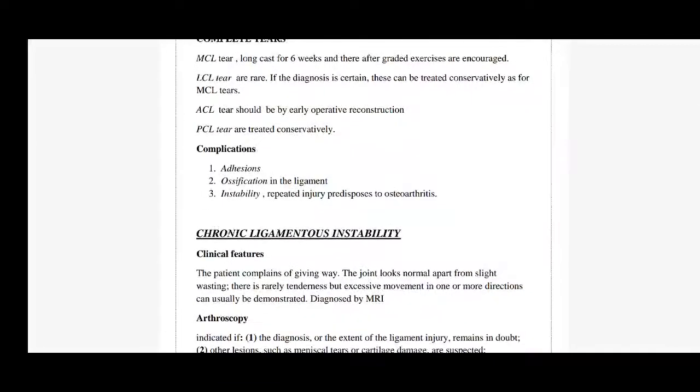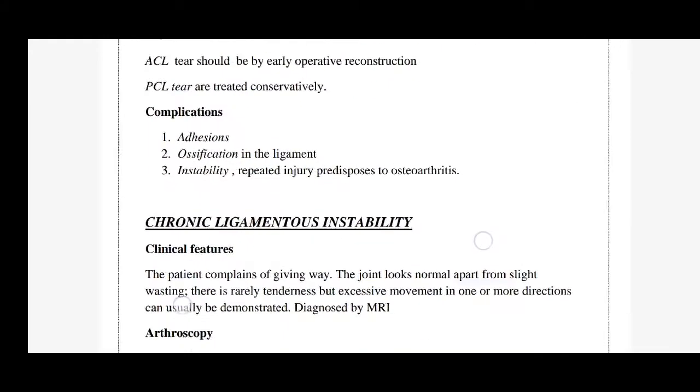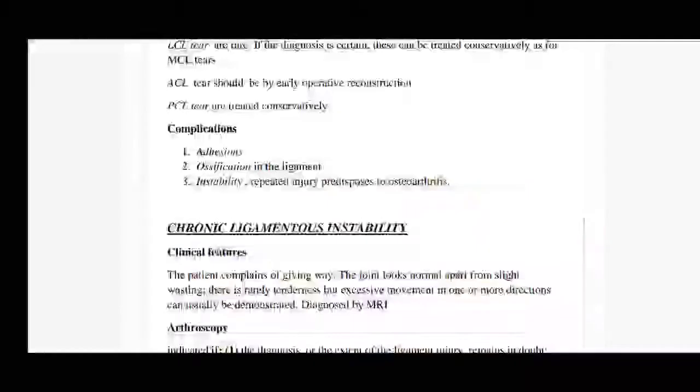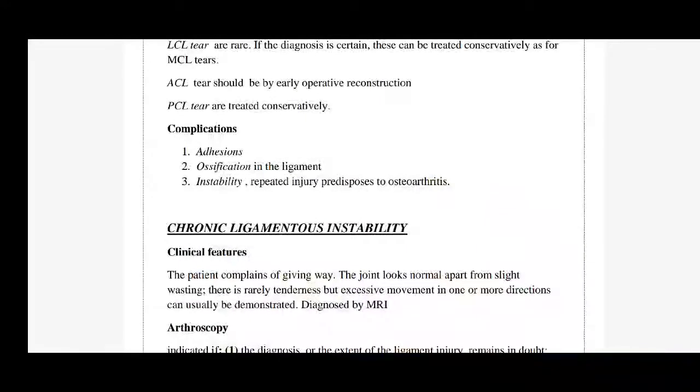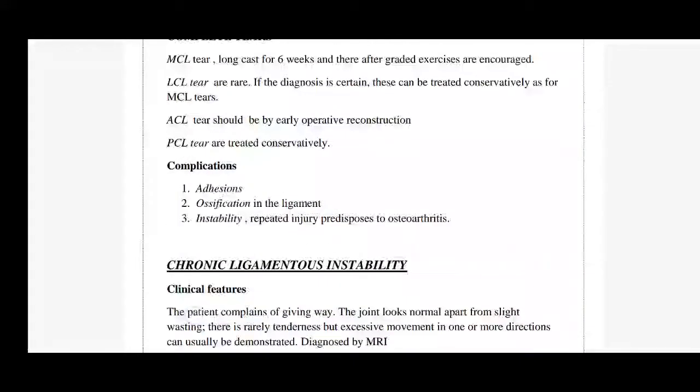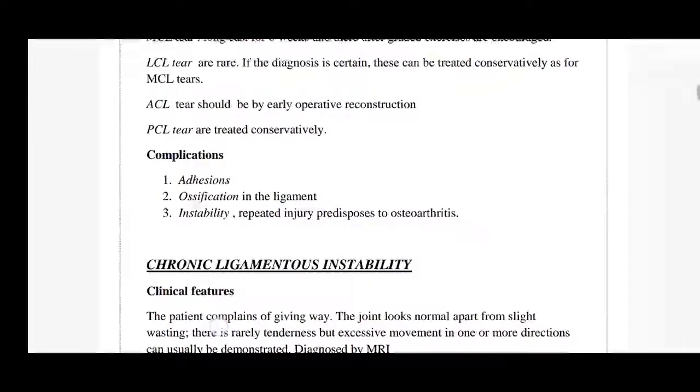Complications of acute ligamentous injury: the most common complication is adhesion and knee stiffness. Another is ossification in the ligaments, especially the MCL, in the proximal femoral avulsion, which we call Pellegrini-Stieda lesion, seen in some X-rays. Also instability due to repeated injury, which predisposes later on to arthritis, and another complication is quadriceps atrophy.